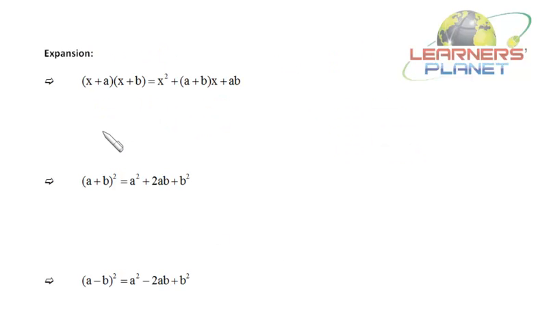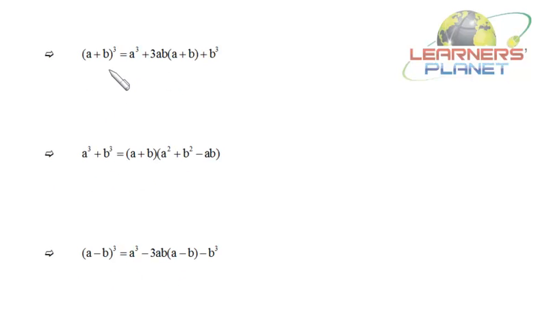Now we see some important expansions which will be useful when we are going to solve multiple choice questions. See this first expansion: x plus a into x plus b is equal to x square plus a plus b times x plus ab. This is actually polynomial multiplication which you might have learned in your junior classes also. So just for a recap, I'm going to share it with you. Here, a plus b whole square is a square plus 2ab plus b square. And a minus b whole square is equal to a square minus 2ab plus b square.